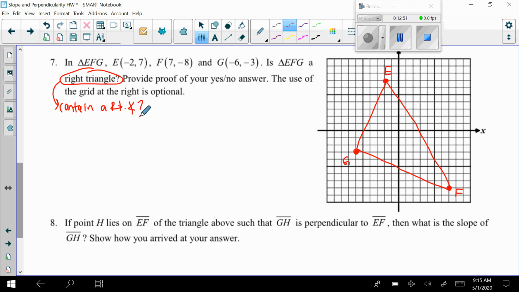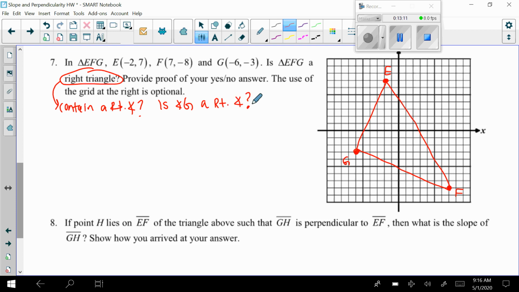So my first question to you is, where would the right angle be? If this had a right angle, which one of these would be a right angle? And hopefully you can see that it would be G if that is a right angle. The other two aren't even close. So the question here is, is angle G a right angle?